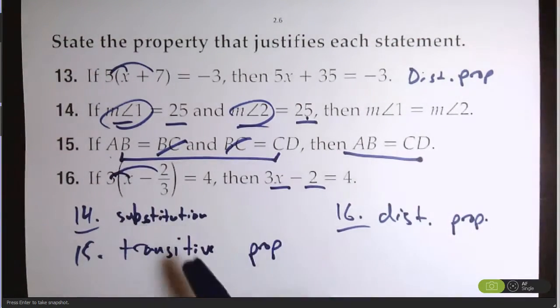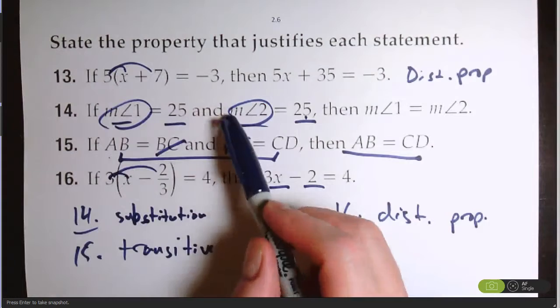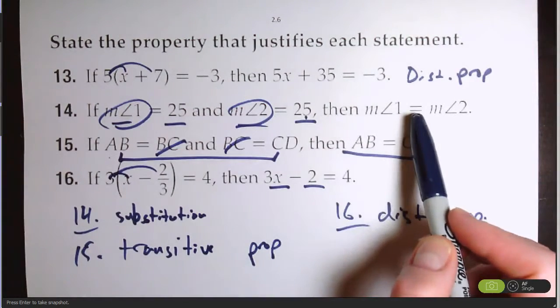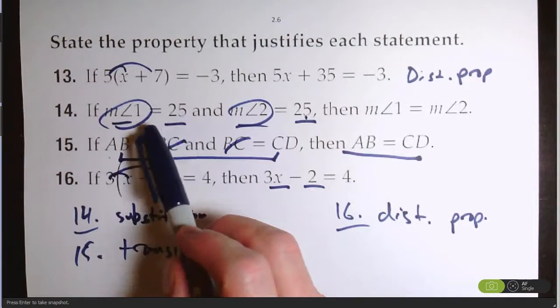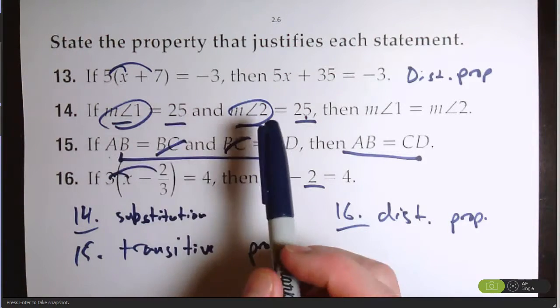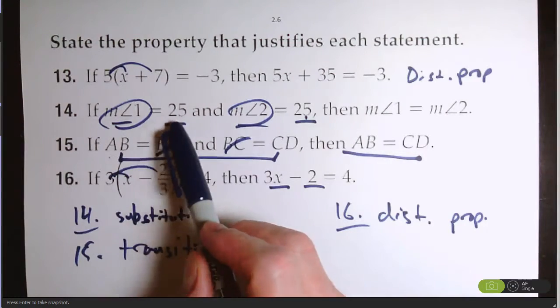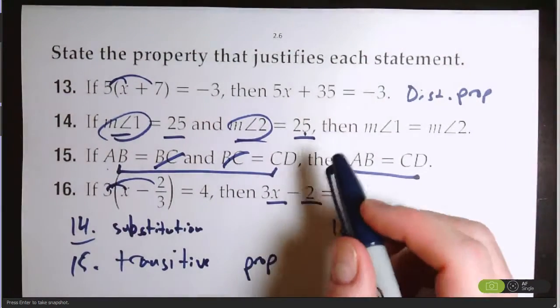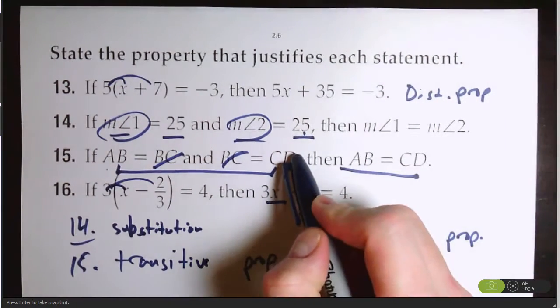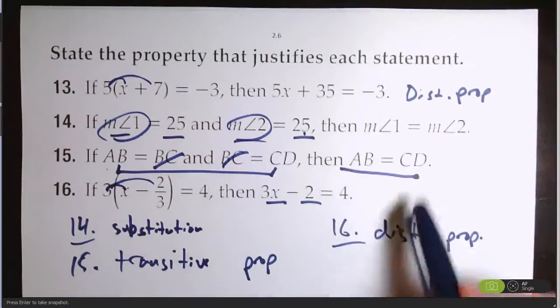Number 14 and 15, though, are tough. They really are, because you could argue this is transitivity: both 1 and 2 are equal to 25, therefore they're equal to each other. But in this case, if it's a measure in numbers, the book is a big fan of saying substitution, because in their opinion you're just replacing a number with something else. So I would go with either one, and I wouldn't have a problem if you said transitive property for number 14. 15 is definitely transitive. It is not substitution. Two things are equal to the same thing, therefore they're equal to each other.